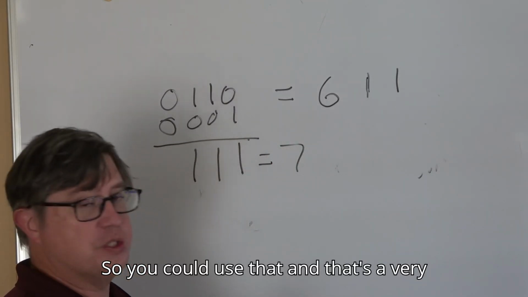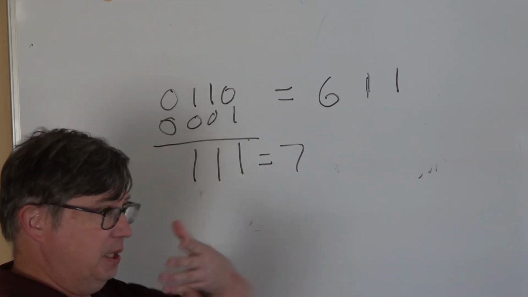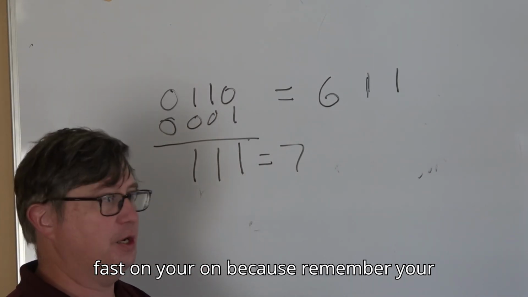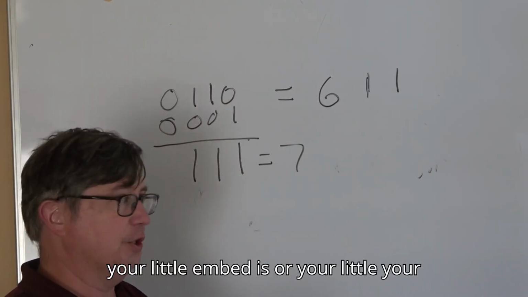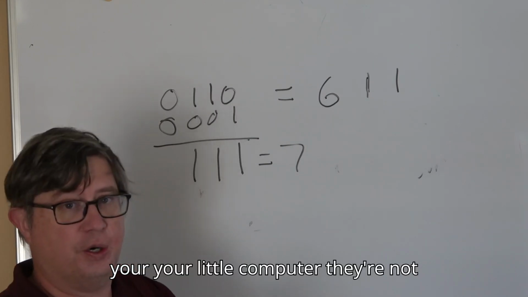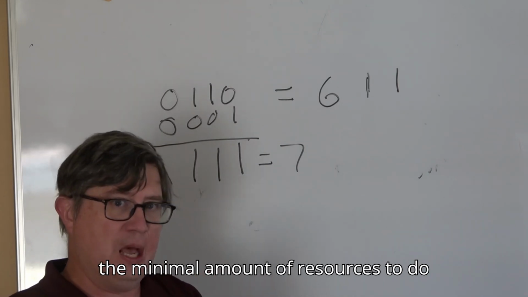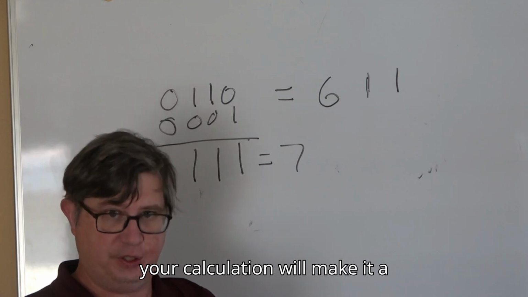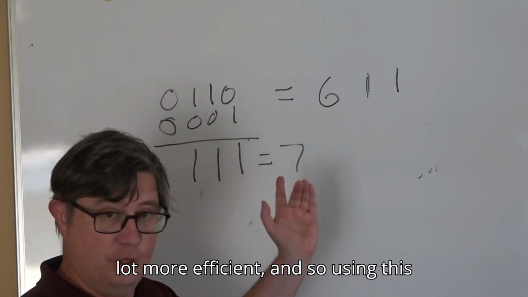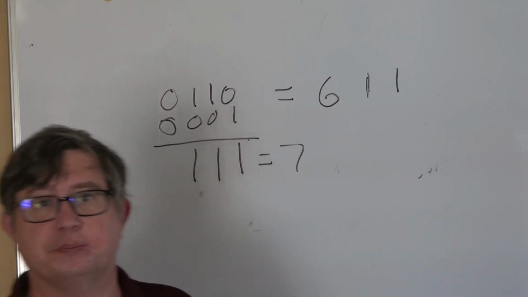So you could use that, and that's a very fast way of creating logic. Using the binary system is very fast because your little embedded computers are not nearly as powerful as your PC. Using the minimal amount of resources for your calculation will make it a lot more efficient. So using this is a great way. Thank you, and let's continue on.